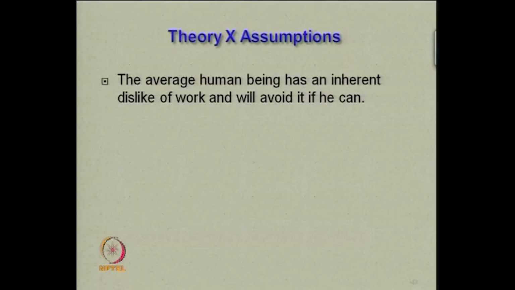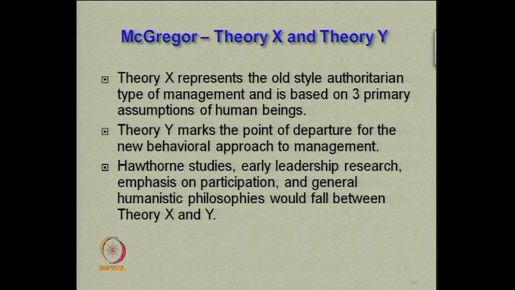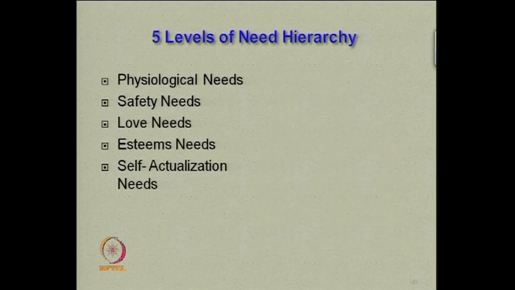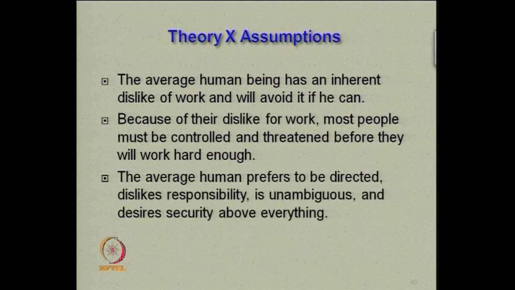What are the assumptions of theory X? The average human being has an inherent dislike of work, will avoid it if he can. Because of their dislike for work, most people must be controlled and threatened before they will work hard. The average human prefers to be directed, dislikes responsibility, is unambiguous and desires security above everything. That is theory X.